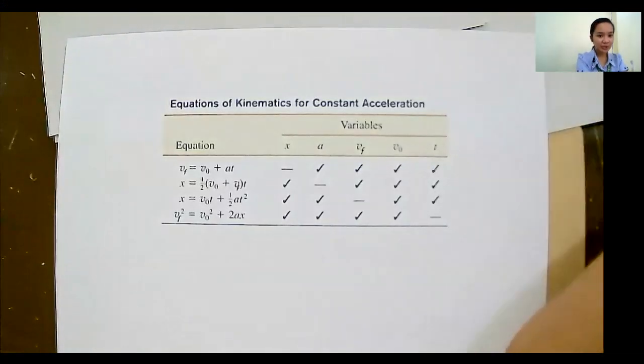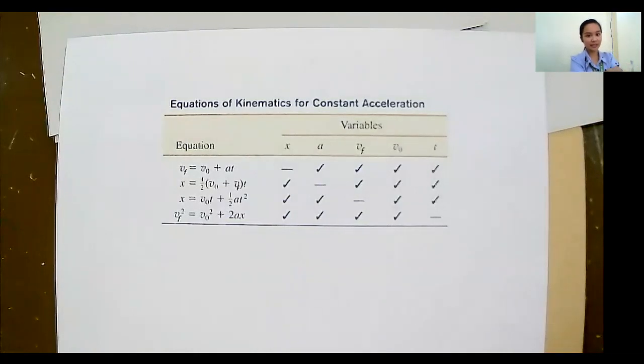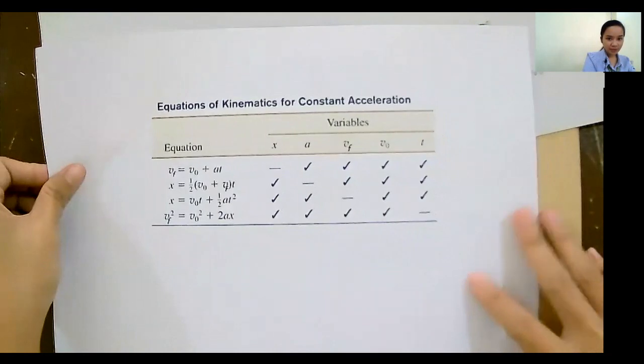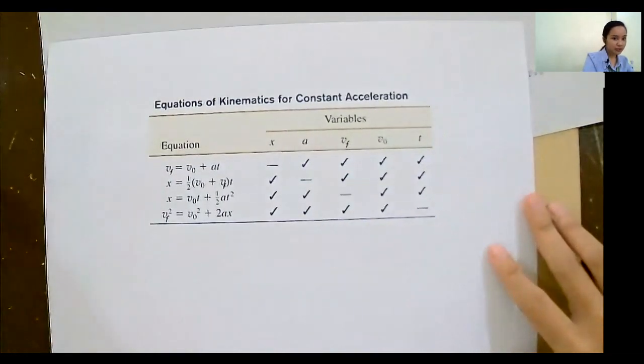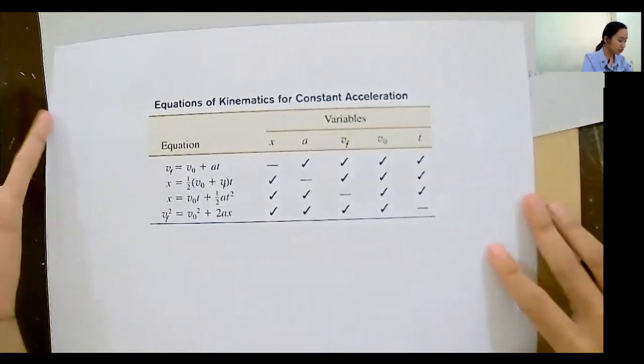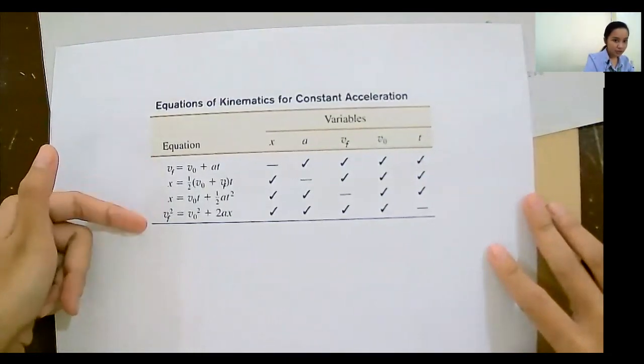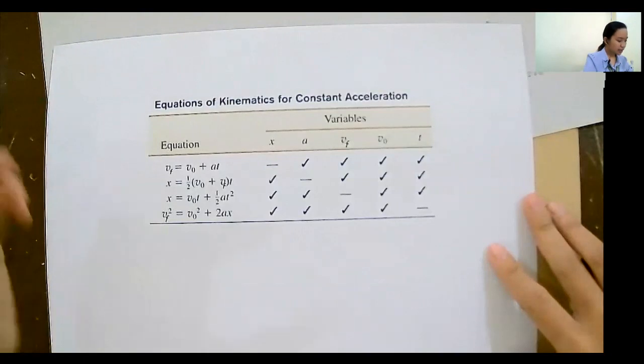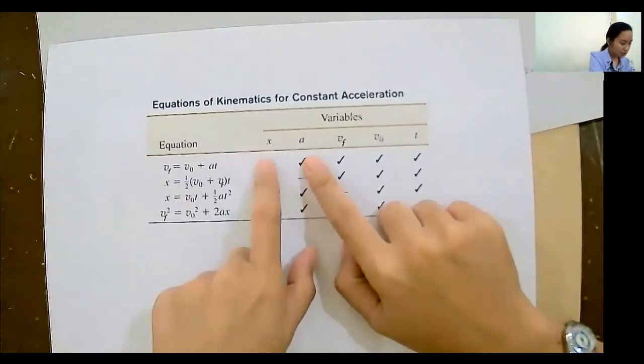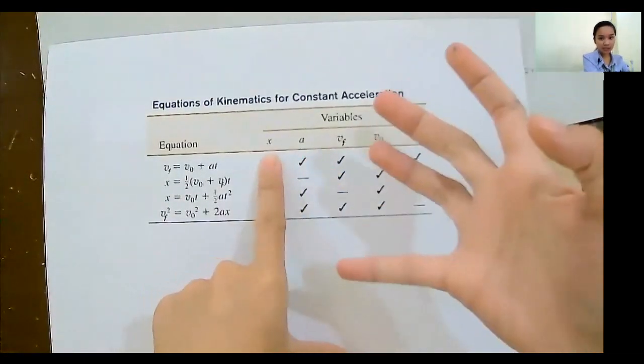Okay, so now we are going to have problems involving equations of kinematics. Here I have shown you a table. This is the equations of kinematics for constant acceleration. I have here four kinematic equations, and then these are the different variables, your x, this could be your distance.